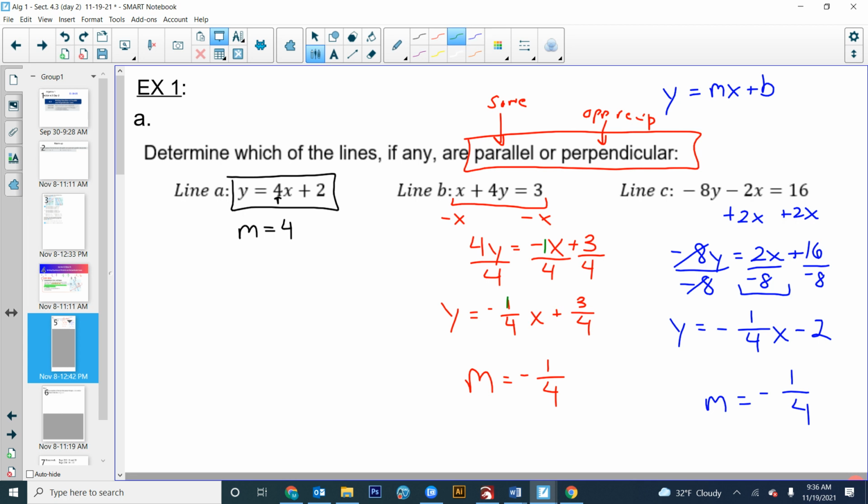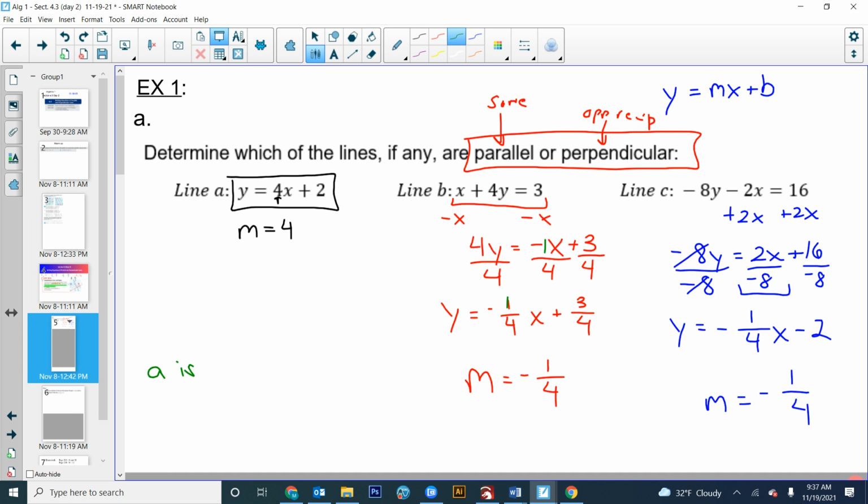Well, A is, let's go with Ethan. Help me out. A has a slope of 4. Line A has a slope of 4. How does it compare to those two? That one's 4, 1, negative 1. Yeah. So they are parallel slope. B and C are parallel.